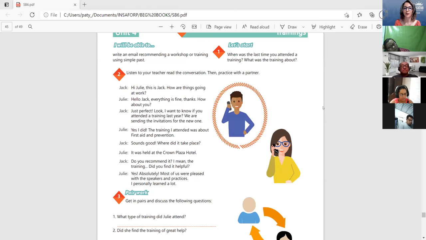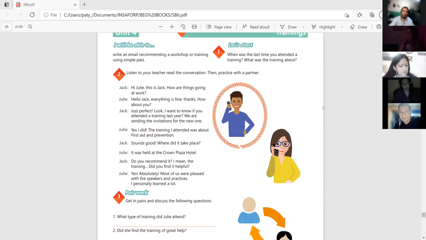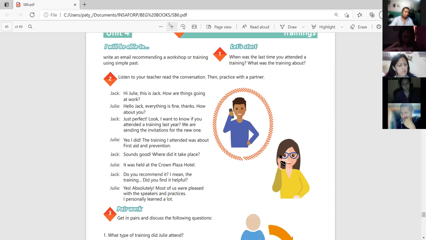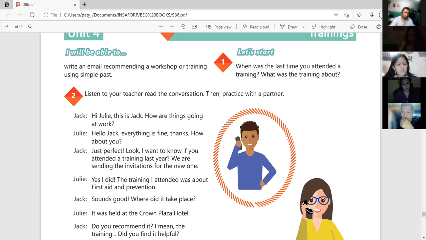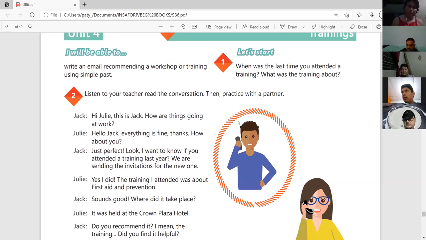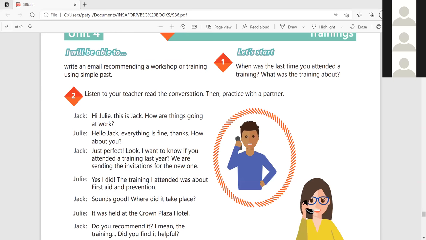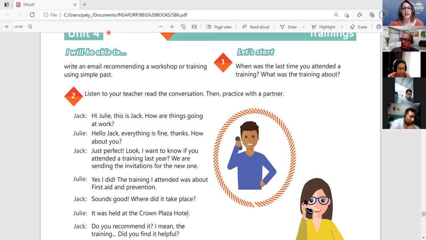I'm going to share now the book. We continue in the book. And now we're going to ask Elena. Are you there, Elena? Yes, I'm here. Question number one of the book. When was the last time you attended a training? No me acuerdo cuando fue. Last week. Okay, that's recent. What was the training about? Well-being, I think, is bienestar. About the well-being of employees. Okay, correct. Thank you.